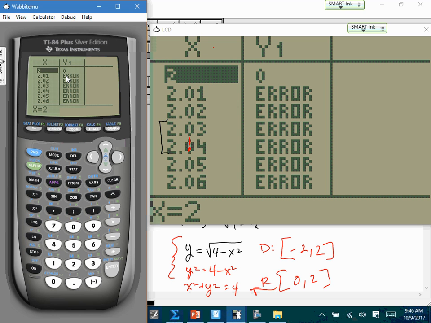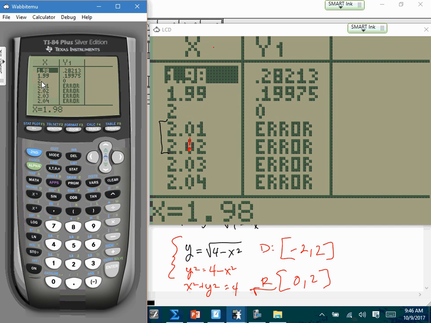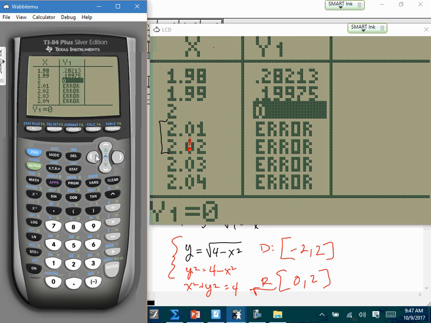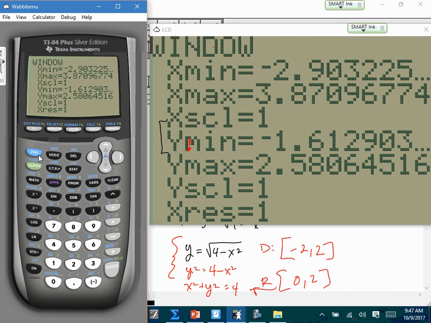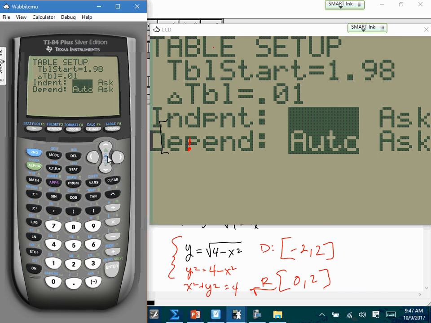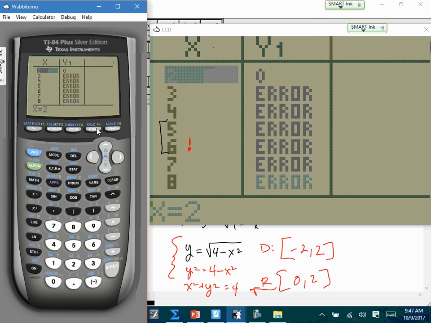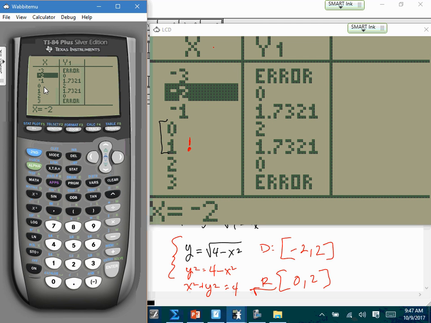Does that make sense? But once I do find my domain value, maybe I know 2 is the endpoint of my domain, and that gave me a y value of 0. And then I search through, and just to make it easier to search, let's make the window go back to 1. I don't know why it changed the table start, but I want to start at 2. So I see at 2, I get a y value of 0. And I keep going through, and I get to -2, I get another y value of 0.